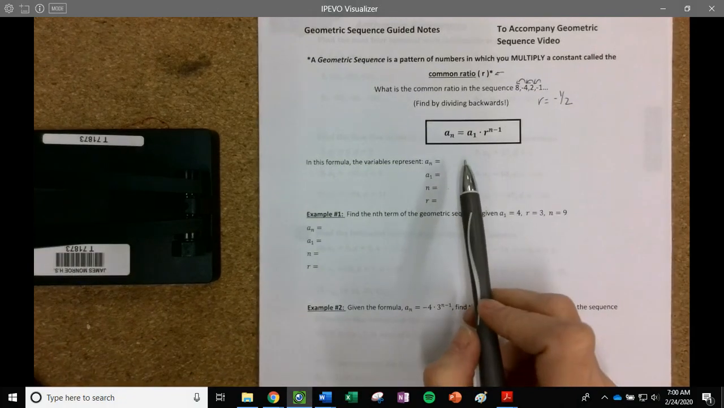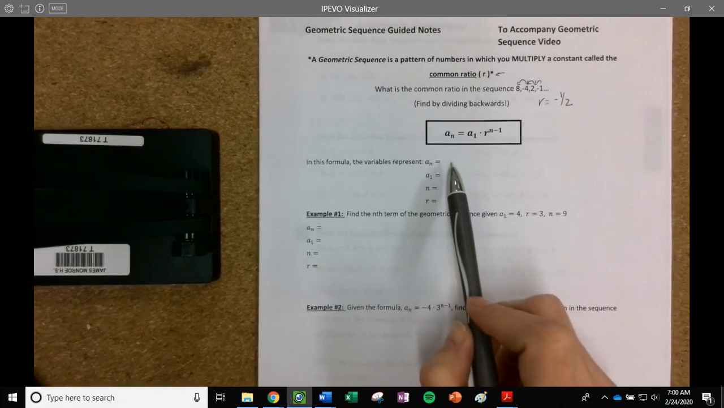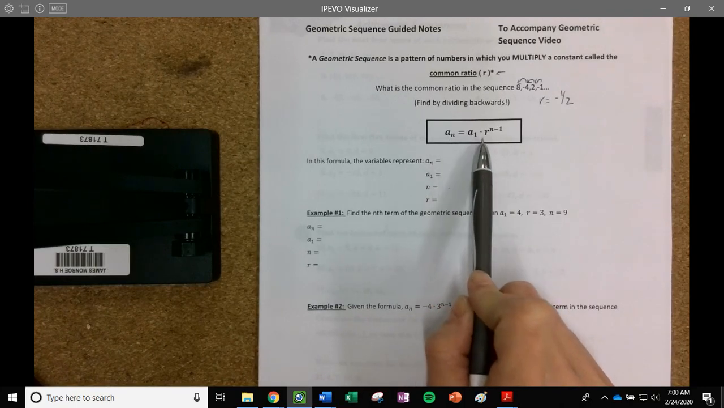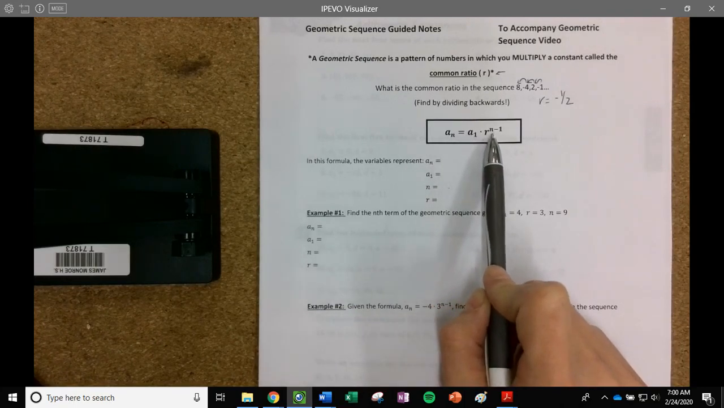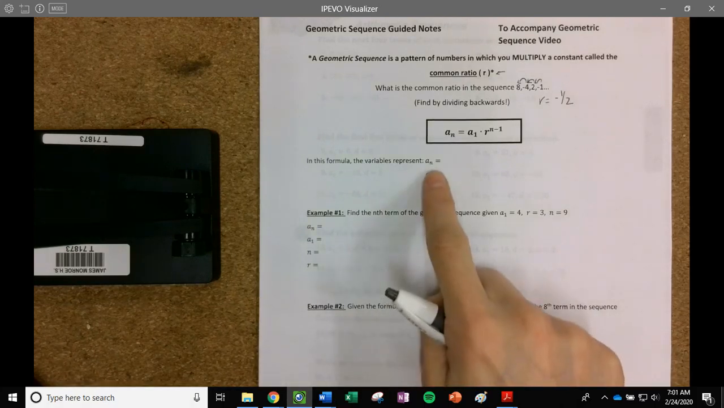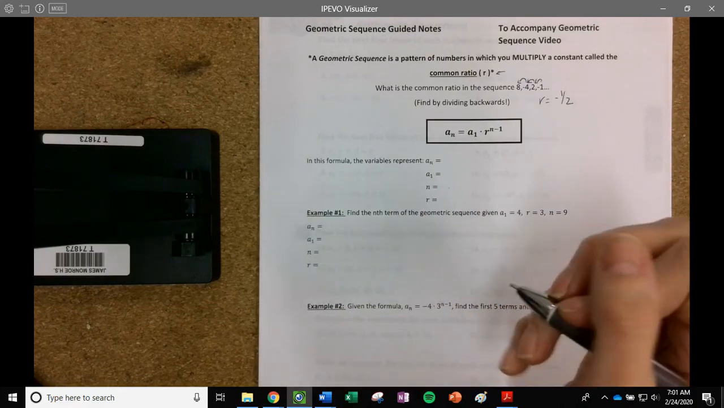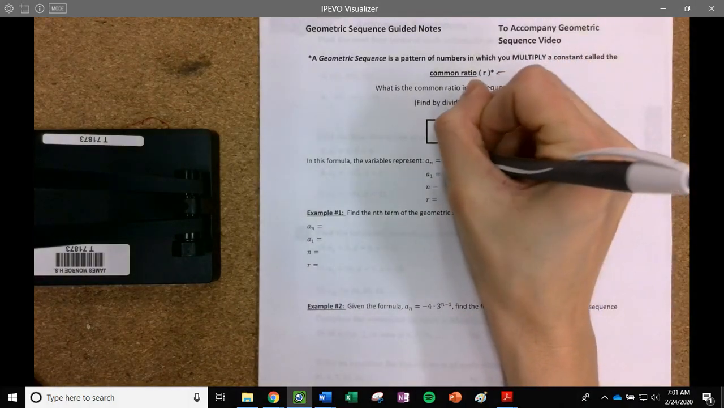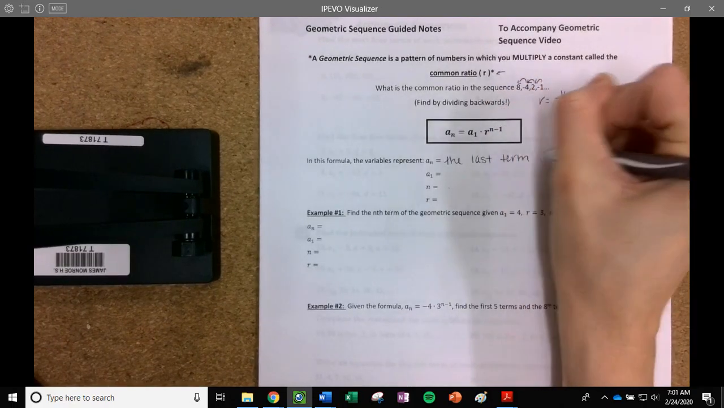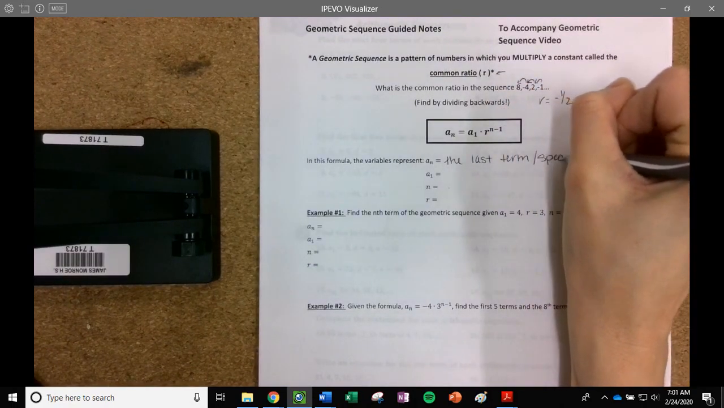Okay, so our formula for the geometric sequence is a sub n equals a sub 1 times r raised to the n minus 1. So what are these variables representing? It's really the same thing that we were talking about with arithmetic sequences. A sub n is going to be the last term in the sequence, or the specified term.